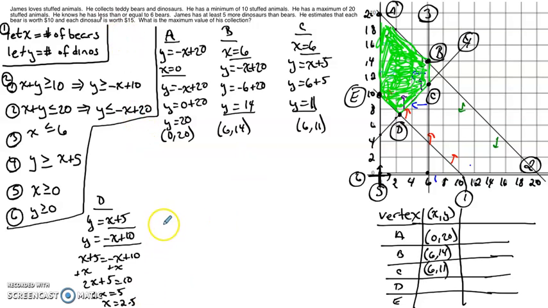I have x equals 2.5. I want to know my y as well. So I can take either of these equations and substitute in my x. So I have y equals x plus 5. Y equals, well, now I know x is 2.5, so it's 2.5 plus 5. So y equals 7.5. So my ordered pair here is 2.5, 7.5. So I'll translate that over here.